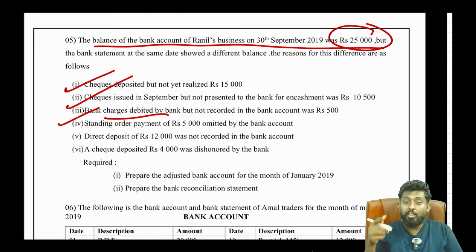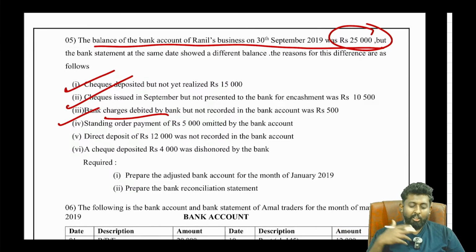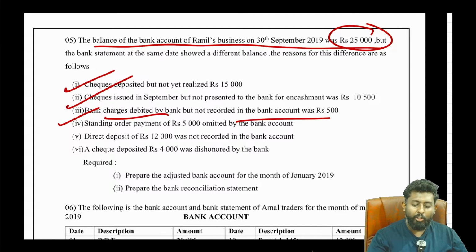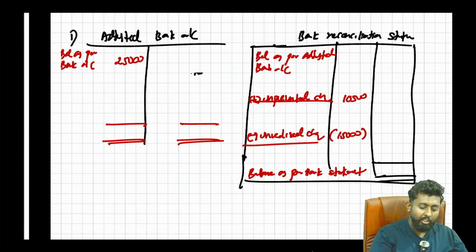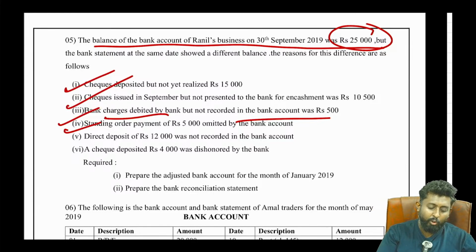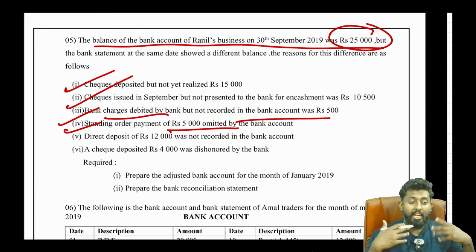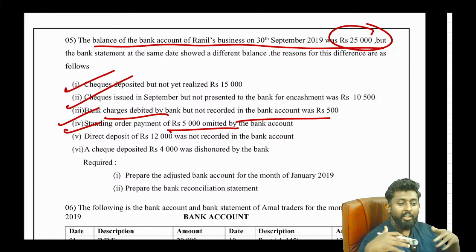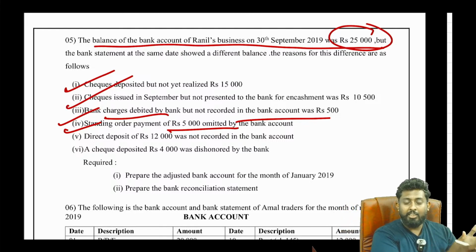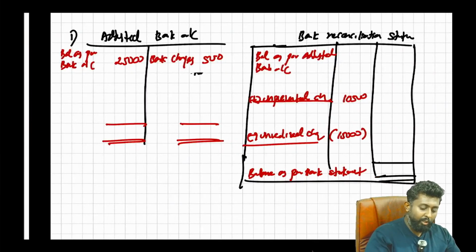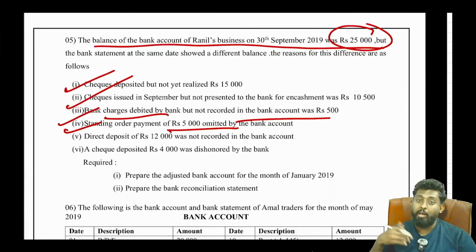Bank charges debited by bank. They are saying debited, which means the bank has debited, so we should credit. We haven't recorded it, so let's credit 500 bank charges. And standing order payment 5,000 omitted. Standing order payment means we have ordered the bank to pay from our bank account, and the business hasn't recorded it. So 5,000 standing order payment. I'm scribbling, but I'm saying whatever I'm writing.